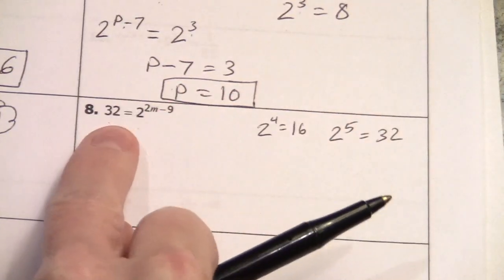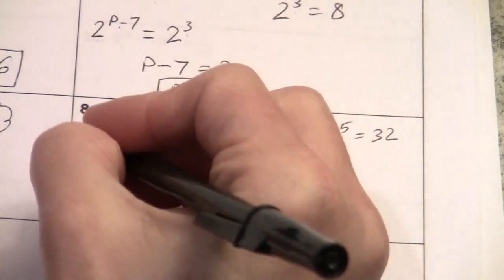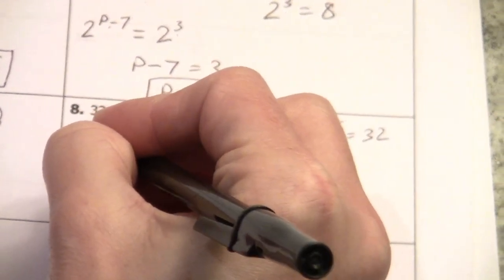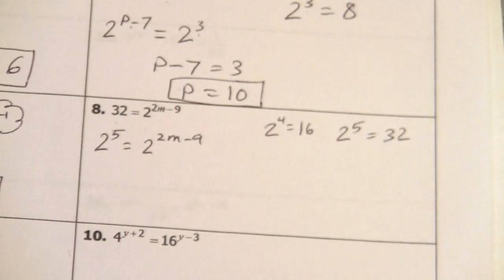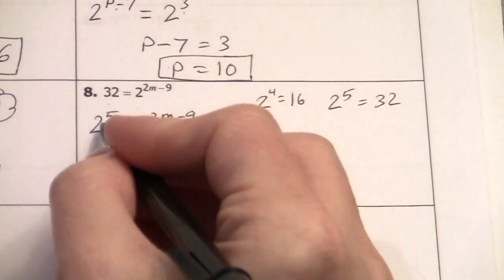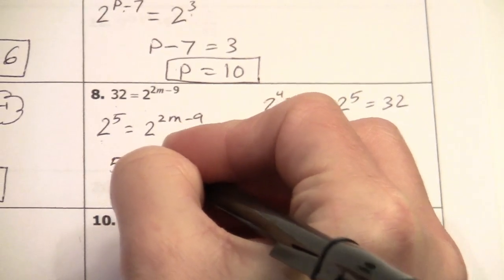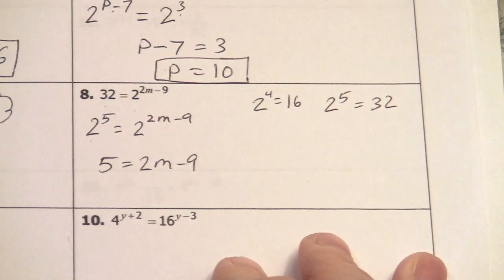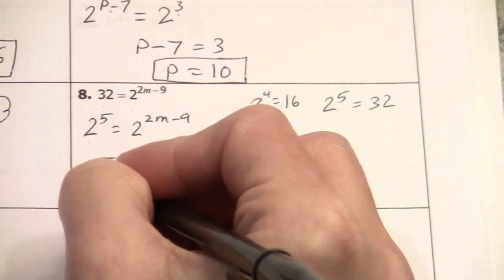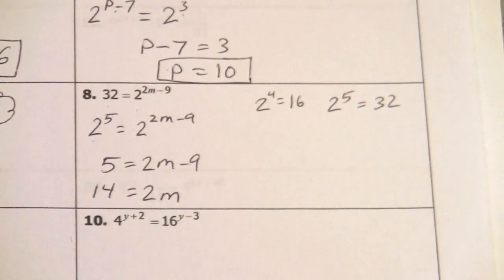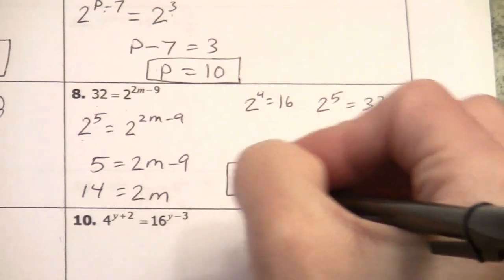So let's change this 32 here to 2 to the 5th so that these bases match. So 2 to the 5th power equals 2 to the 2m minus 9 power. Same base, the exponent 5 has to equal 2m minus 9. Work through the algebra. We're going to add 9 to both sides. That means 14 equals 2m. Divide by 2. 7 equals m.